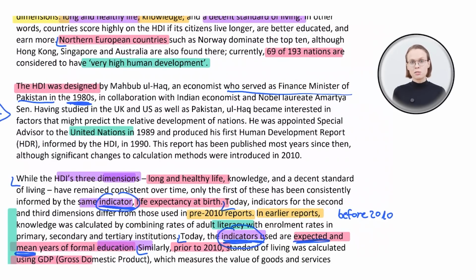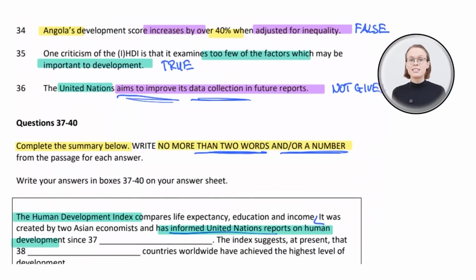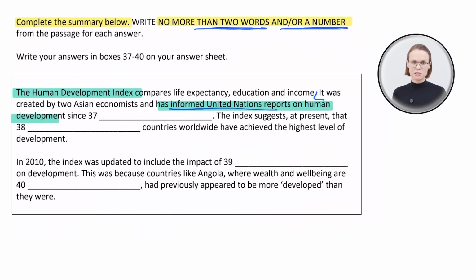So let's take a closer look at this sentence. He was appointed special advisor to the United Nations in 1989 and produced his first Human Development Report, HDR, informed by the HDI in 1990. This is what we are looking for, right? Here it says, the first Human Development Report that was informed by the HDI was in 1990. So 1990 is the correct answer.